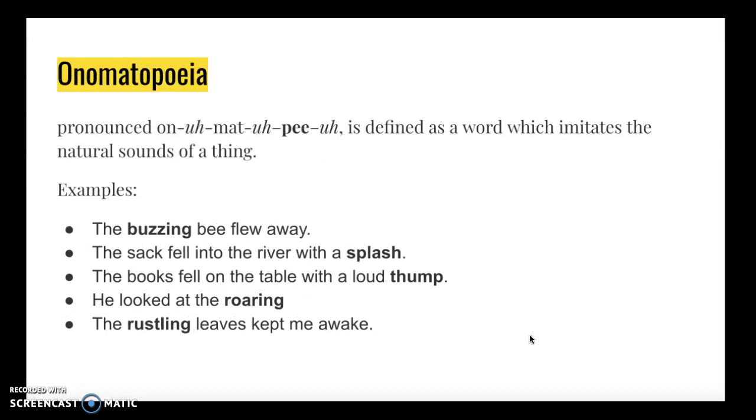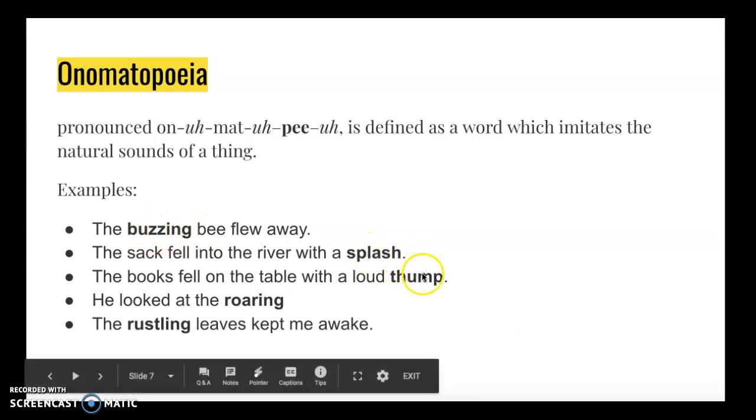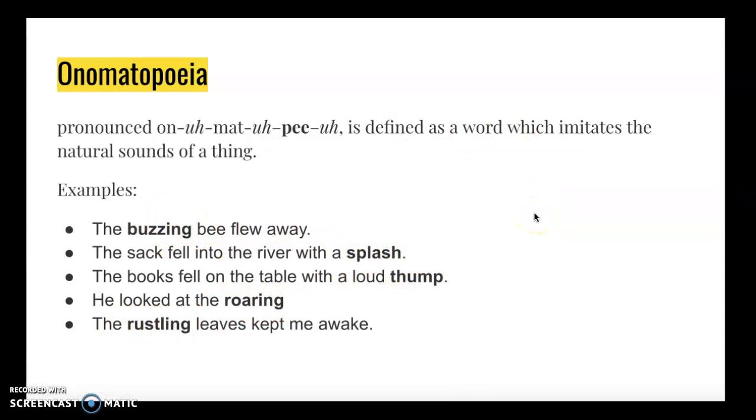Onomatopoeia. I put the pronunciation there so you all know how to say it, okay? Onomatopoeia is defined as a word which imitates the natural sounds of a thing. So this would be like buzzing, splash, thump, roaring, rustling. When you read sounds in literature or in any kind of work we do in class, that is onomatopoeia, is your sounds, okay? All right, I'm going to move on because this one's a little bit on the easier side.